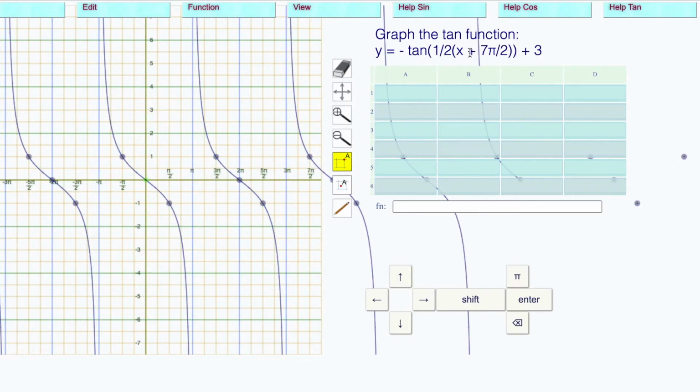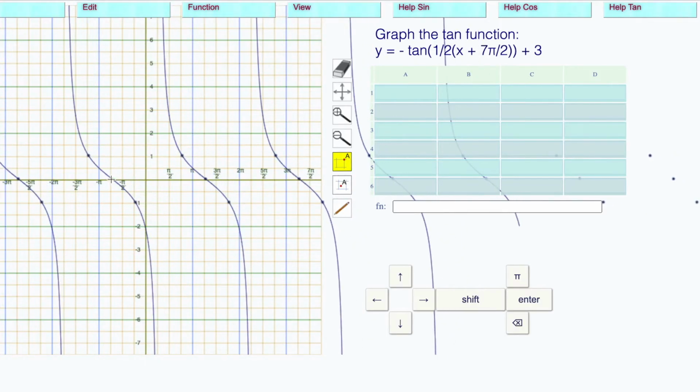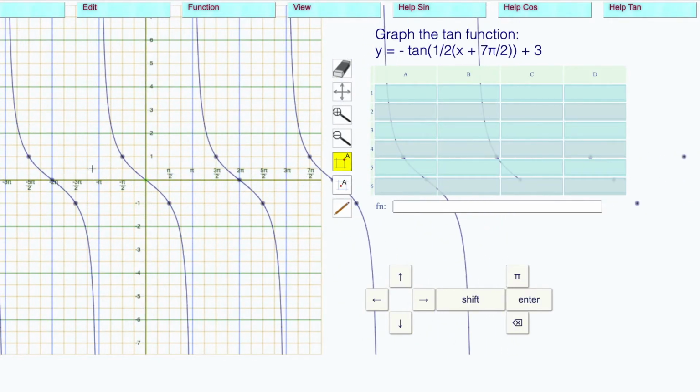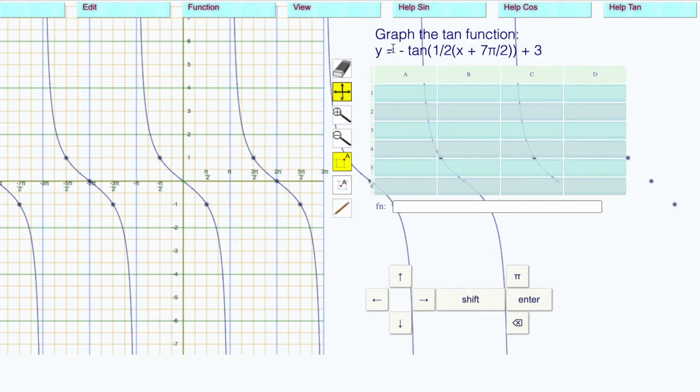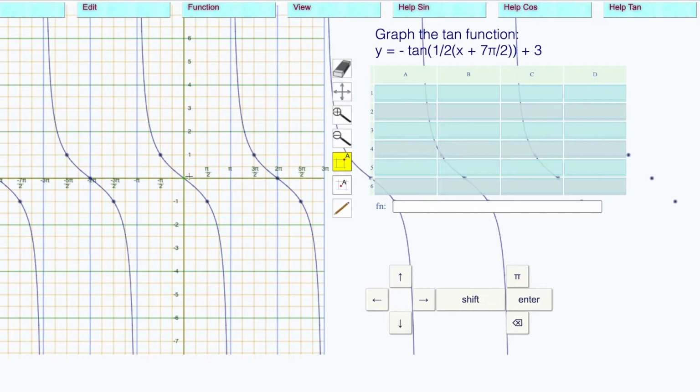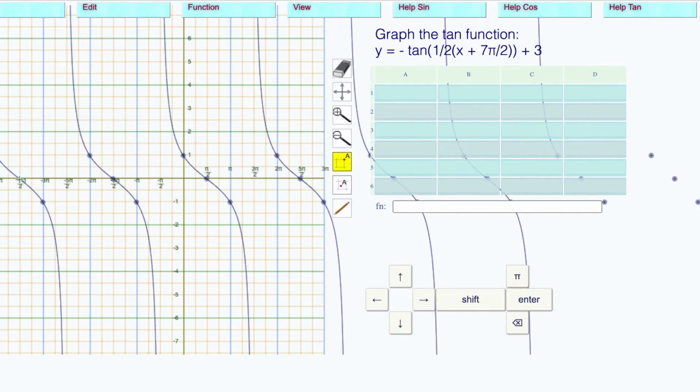The horizontal translation, it's -7 pi over 2, because remember this is x minus h. To get positive, h has to be -7 pi over 2. Drag this point back to -7 pi over 2. I don't see the 7 pi over 2. Let's drag it over here. Here's the 7 pi over 2. I am going to drag this point over to 7 pi over 2, which is right there.